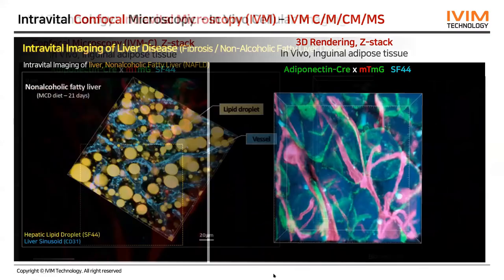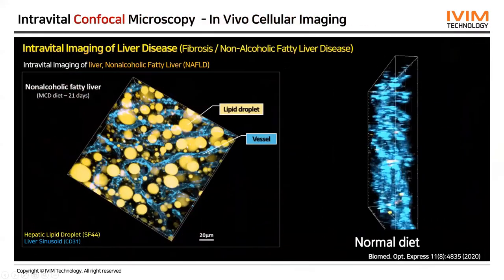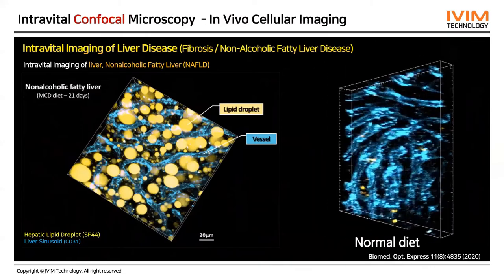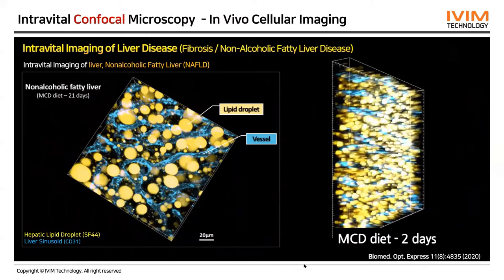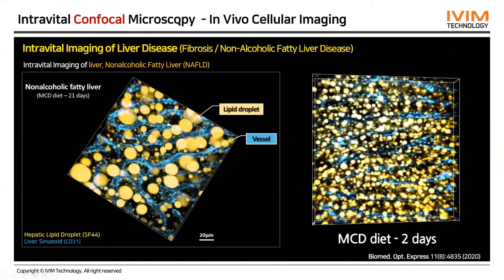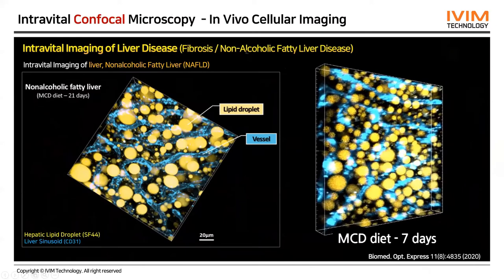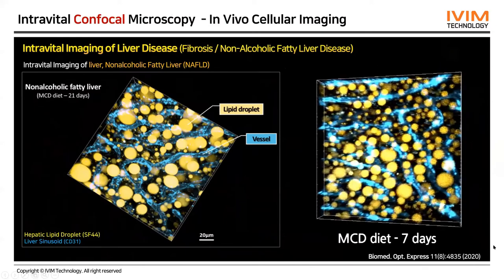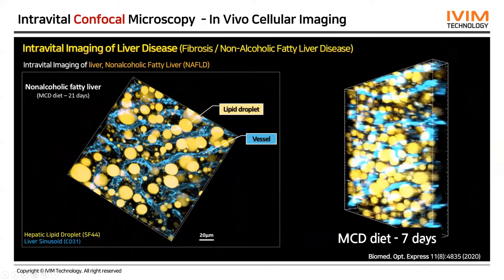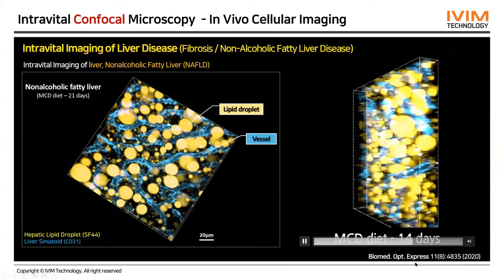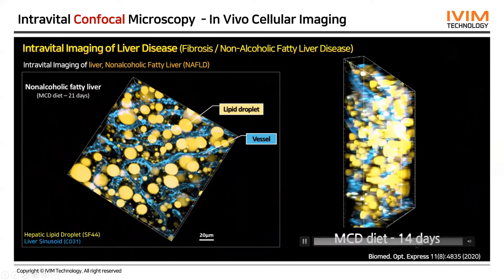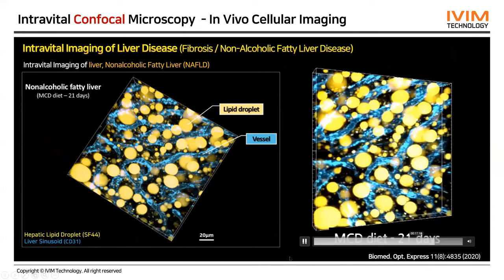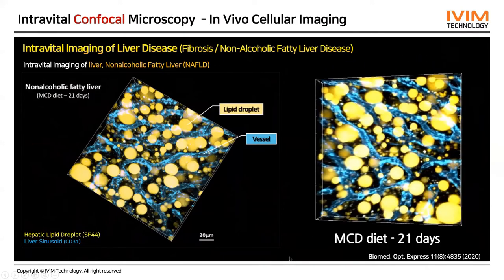And again, you can image the same mouse over time. This is repeated imaging of the liver of a non-alcoholic fatty liver disease mouse model, from day 2, day 7, day 14, and day 21. This is all 3D images obtained from the mouse liver in vivo.